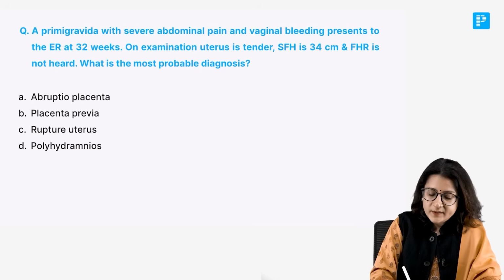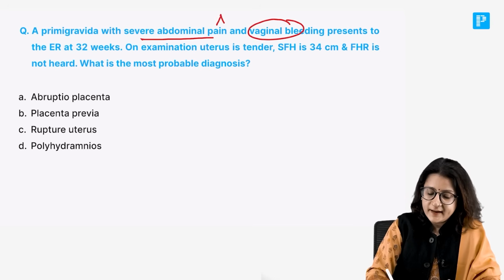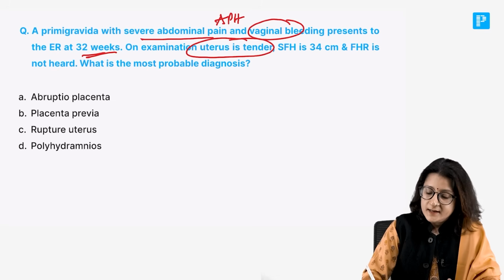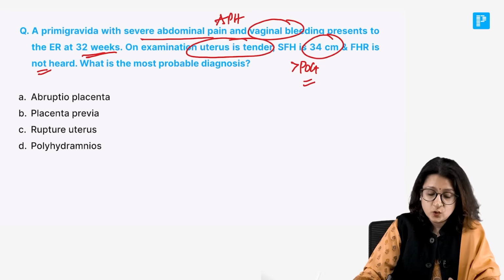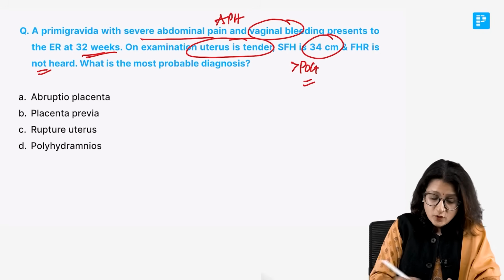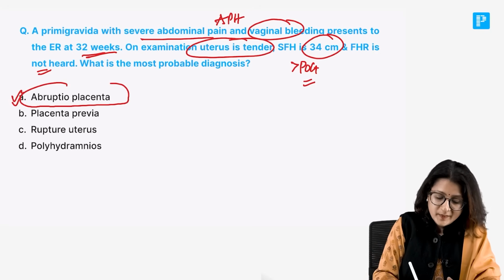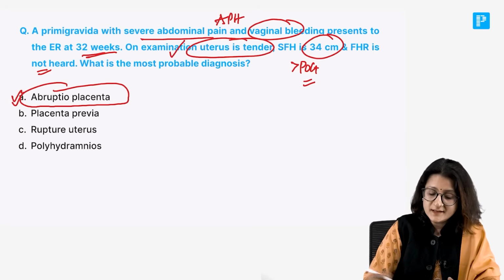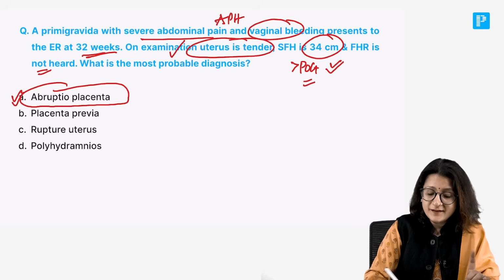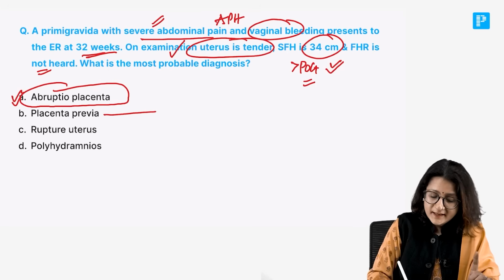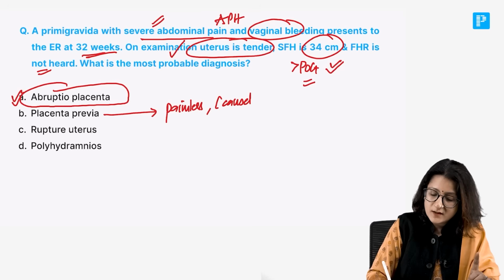A primigravida with severe abdominal pain, vaginal bleeding, that is APH, seen at 32 weeks. Uterus is tender. Symphysiofundal height is more than the period of gestation. Fetal heart rate is not heard. The most probable diagnosis is abruptio placenta. What is going in favor of the diagnosis? Tense and tender uterus, fundal height more than the period of gestation, and the fact that there is abdominal pain. Placenta previa has painless, causeless bleeding.